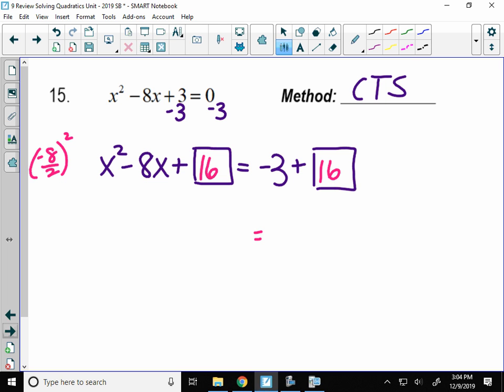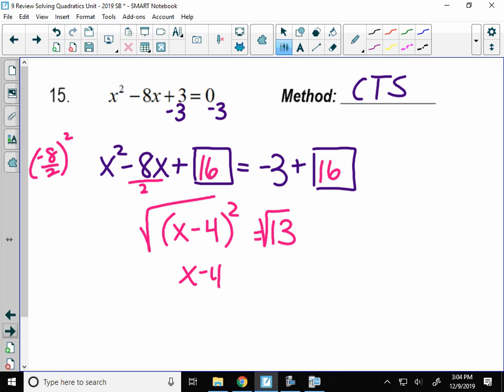The right-hand side simplifies. And the left-hand side, remember, you're always going to get 2 factors that are the same, so I can take the whole quantity squared, and the number after the x is half of that middle number. Now all you have to do is solve for x.